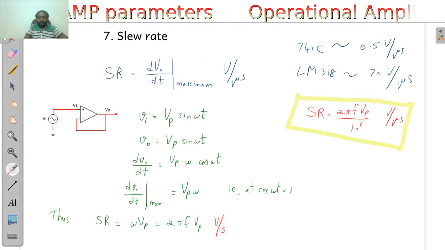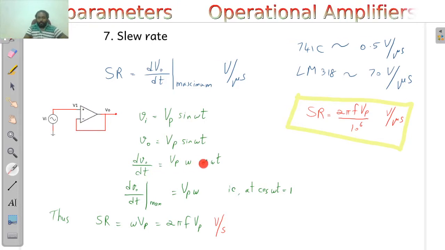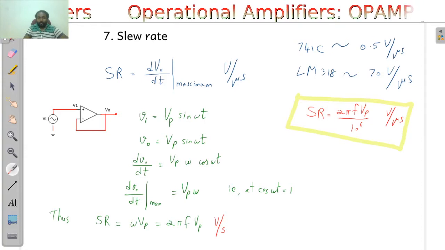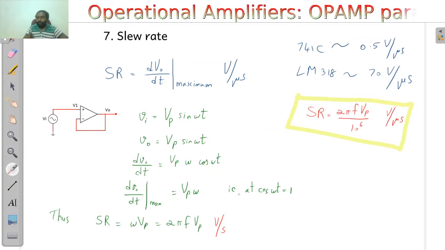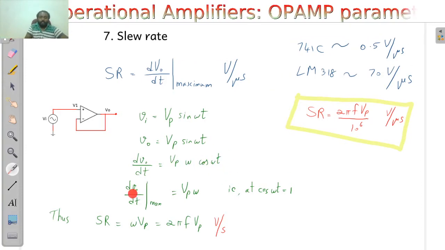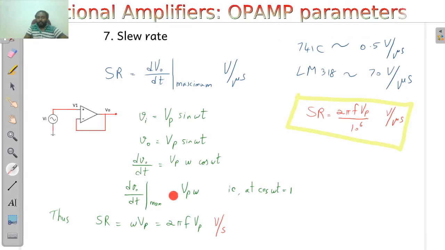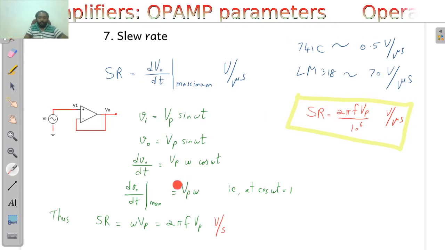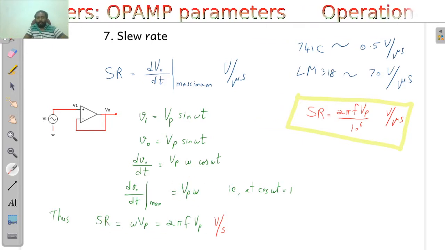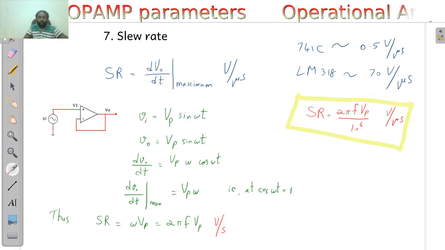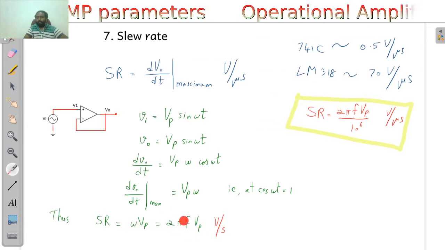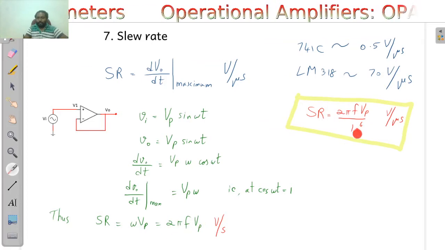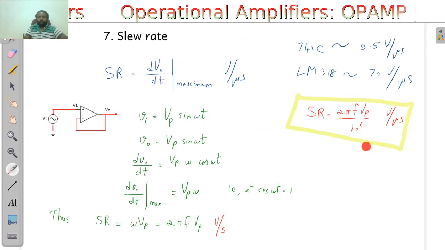And you can differentiate this with respect to time, then you will get some equation like this, and the maximum value of this equation is obtained when you put cos omega t is equal to 1. So that is dVo by dt at maximum is equal to Vp omega. Okay, and this is our slew rate. So the slew rate is given by 2 pi f into Vp. You just put omega equal to 2 pi f. And to represent this in microseconds, you can divide it with 10 raised to 6. So you get an equation for slew rate.